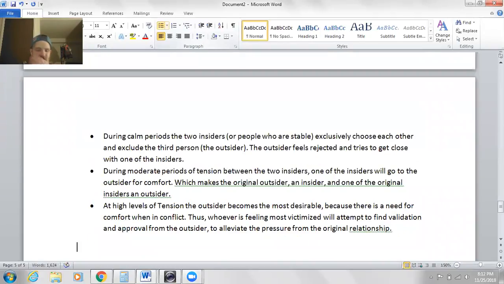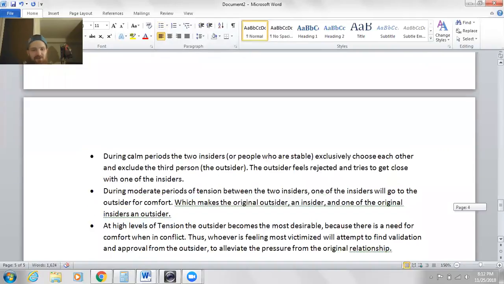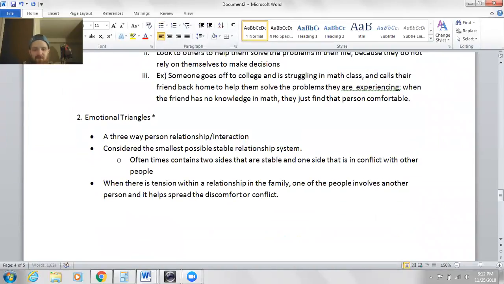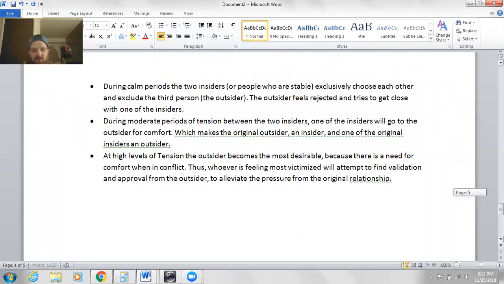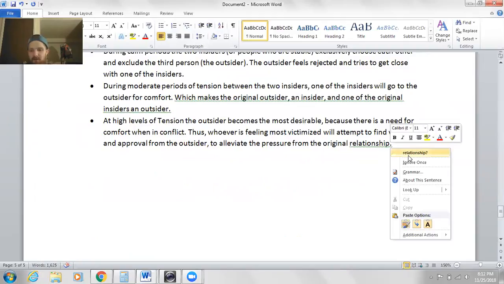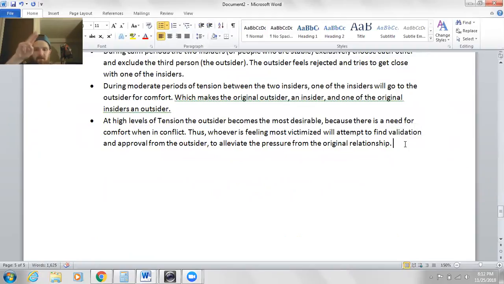Yes, and this is basically triangulation. So like emotional triangles or triangulation. So the process is, we have two people, and then we have another person that's on the outside. But yes, so in triangulation, the purpose is to alleviate it.